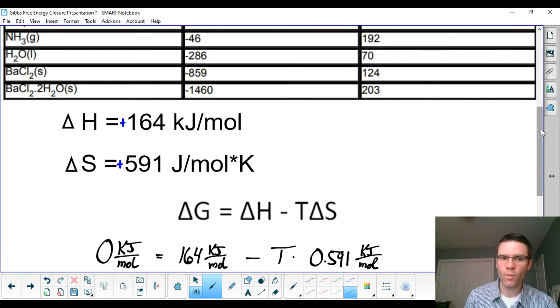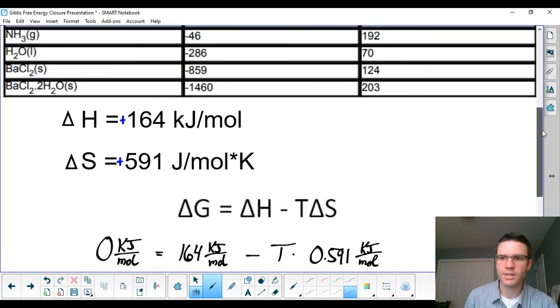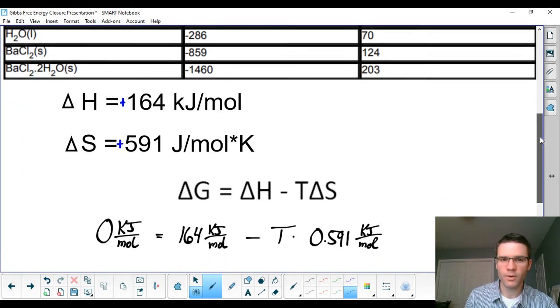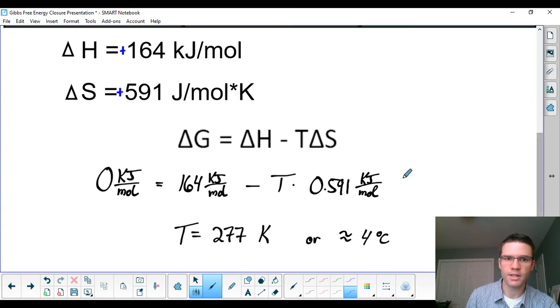So if we want to figure out when this reaction is spontaneous and when it is non-spontaneous, we want to evaluate when the reaction is at equilibrium. And at equilibrium, our Gibbs free energy is going to be equal to 0.